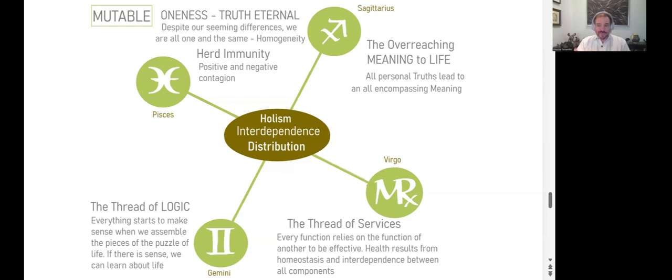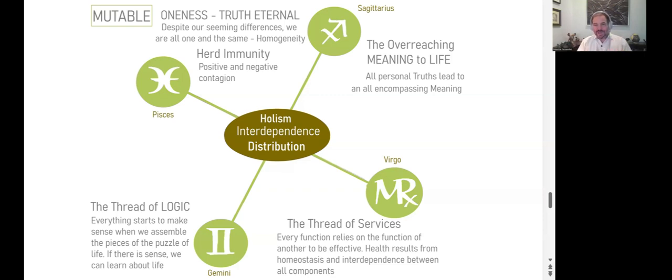So that is what the mutable signs are about. This also means that mutable signs have a harder time taking a break from life because everything happens all the time. I'm always connected to everything. And I am all, and everybody is me as well.